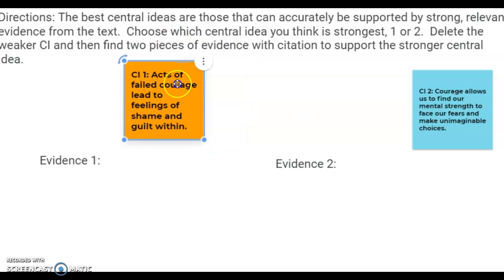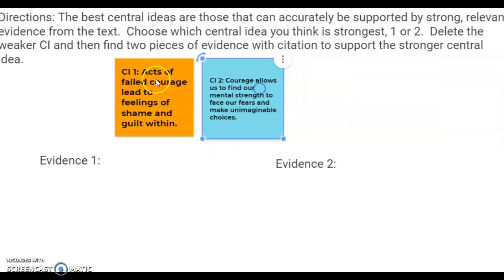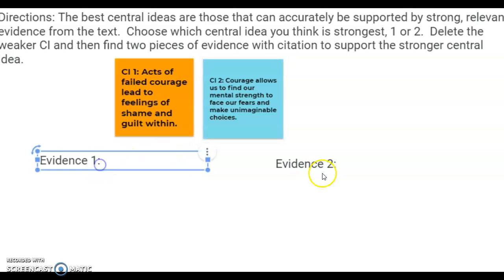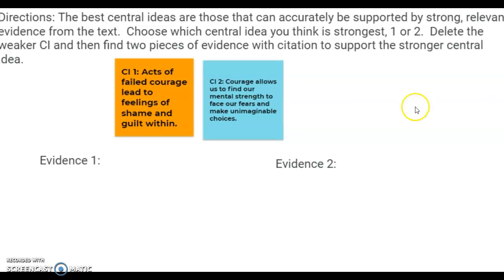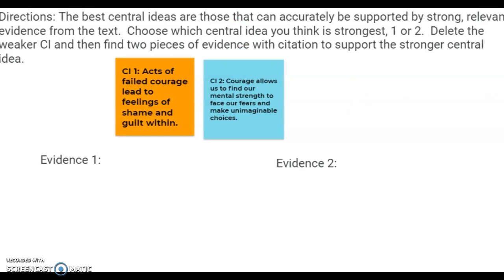So you have your strongest one in the center. And then you're going to find 2 pieces of evidence to support the central idea you think is the strongest, right? And both of them are strong. So really it's just which one you think you can support with better evidence, and then finding that evidence. Once you're done, you will go back to the assignment and click submit. And that is all we will have for today.